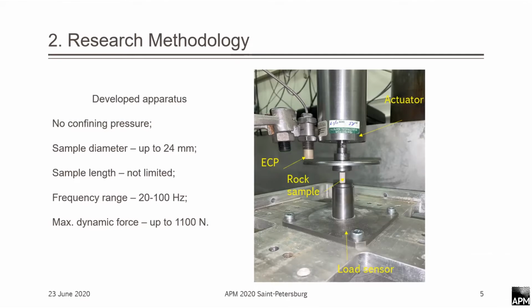This installation has the following characteristics. So we can study uniaxial dynamic loading. The size of samples is up to 24 millimeters. Maximum dynamic load is 1.1 kilonewton, and frequency we can use from 20 to 100 hertz.